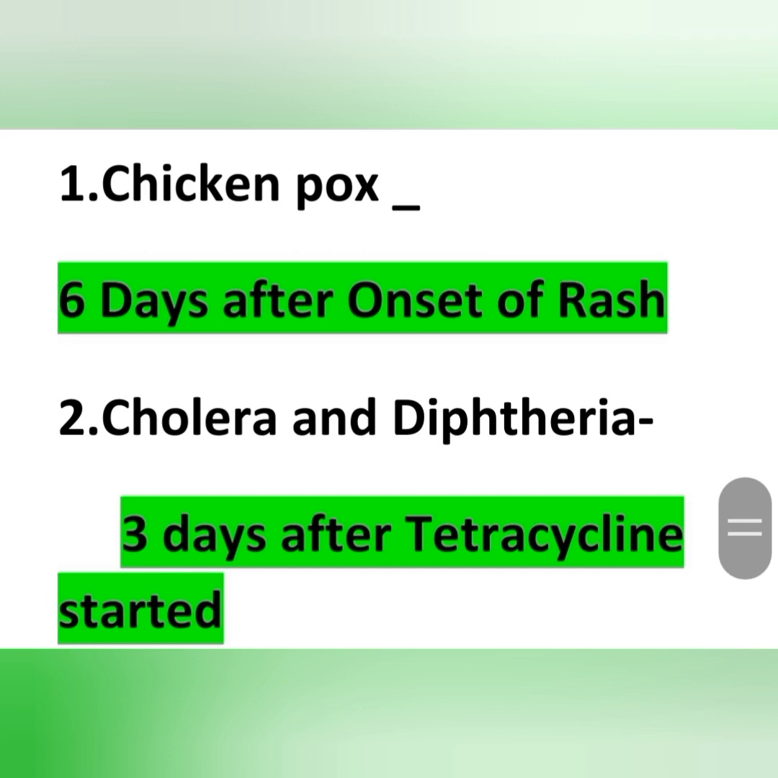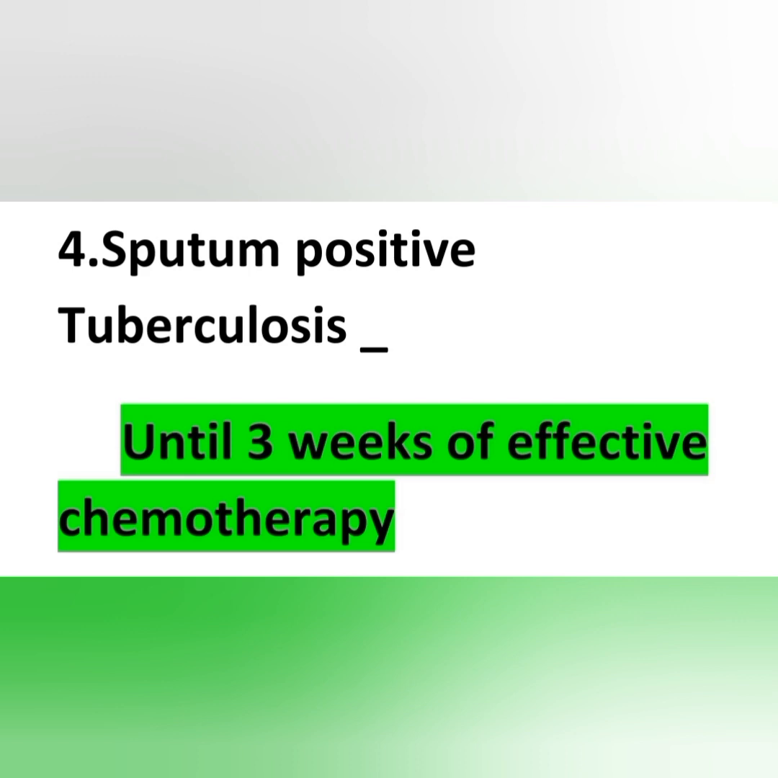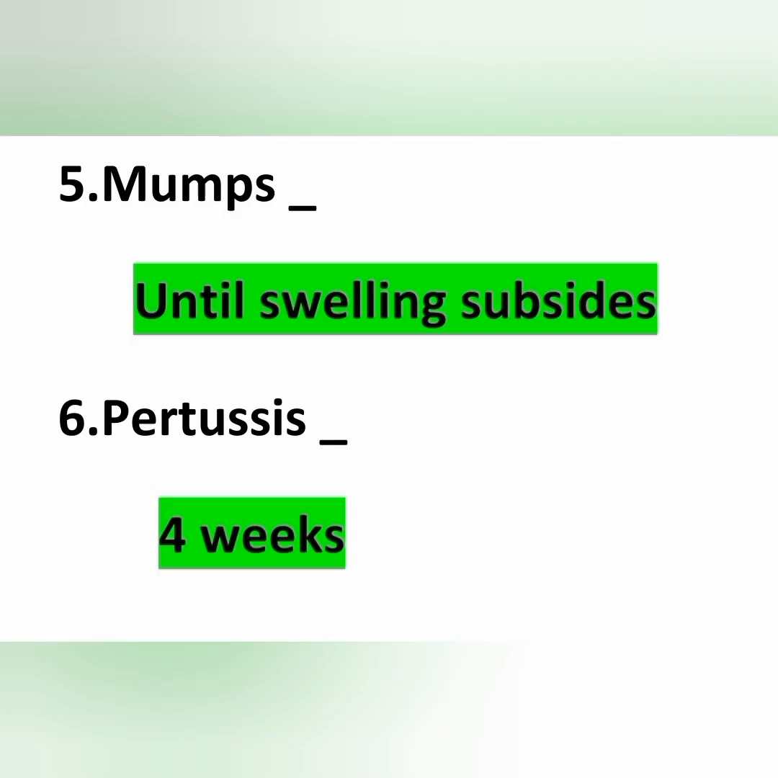And in case of polio, for adults 2 weeks and for children 3 weeks of isolation should be given. And in sputum positive tuberculosis, that is tuberculosis patient, until 3 weeks of effective chemotherapy, that is once the medication is started, the patient should be kept in isolation for 3 weeks. And in case of mumps, until the swelling subsides, the patient should be kept in isolation, and pertussis 4 weeks.